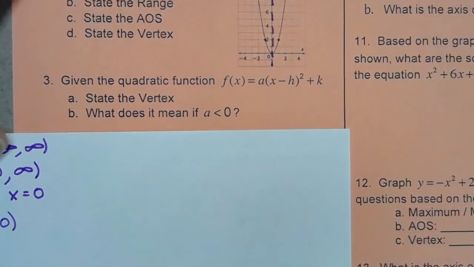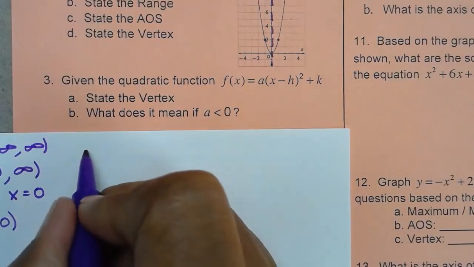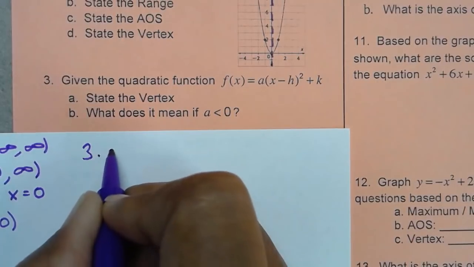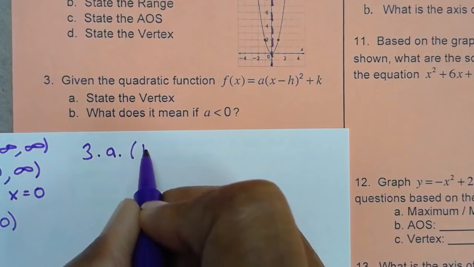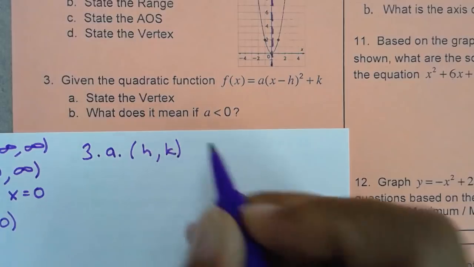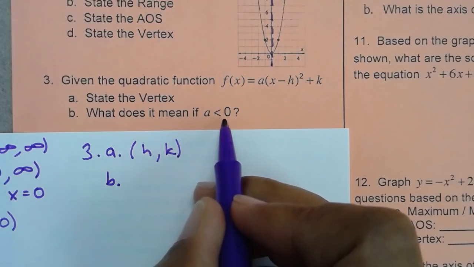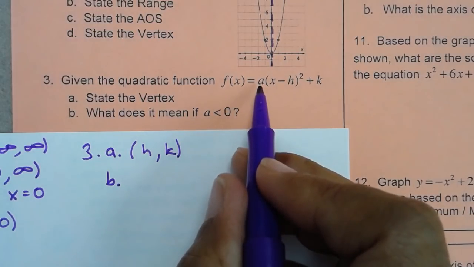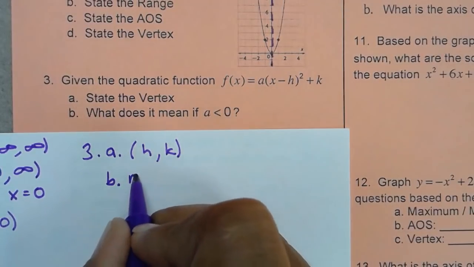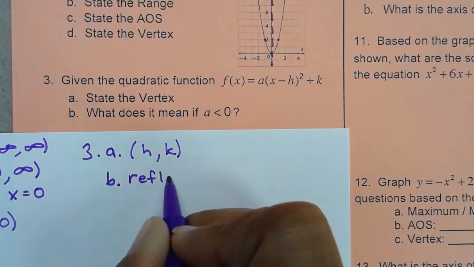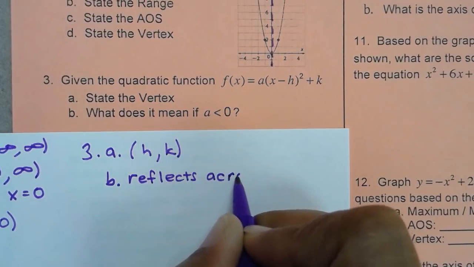Number 3 is asking us to state the vertex and what happens if a is less than 0. Keeping in mind that this is your vertex form. So the vertex you can find right away, opposite same. And inside opposite is positive h and outside is k. And then Part B, what does it mean if a is less than 0? Well, if something is less than 0, it's got to be negative. So if a is negative, this parabola is going to go and turn downwards. The way we say that is that it reflects, and you can say across or about or in, but it reflects across the x-axis.